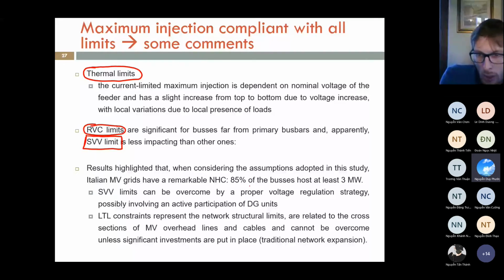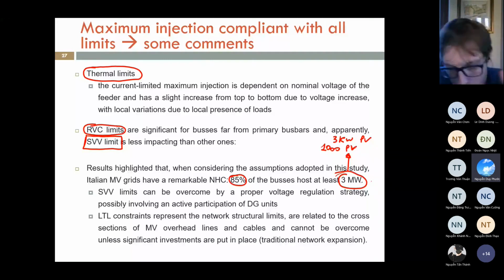In any case, from the simulation, we got that 85% of the buses can host 3 megawatt of RES, which is not a small amount of power. So the distribution networks, as they are nowadays, are able to host 3 megawatt of power. Let's consider that normally on a household you install 3 kilowatt PV. So basically, without any change in the power system distribution network, you can already install more or less 1,000 PV power plants. So the distribution networks are in an average situation: not very ready to host these DGs, but not already in crisis, let's say.